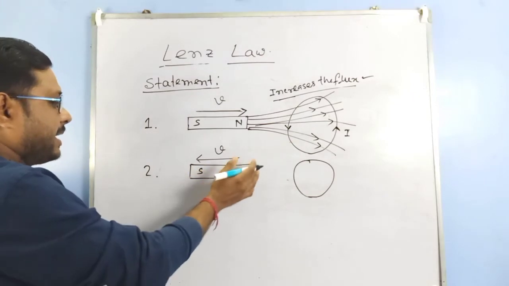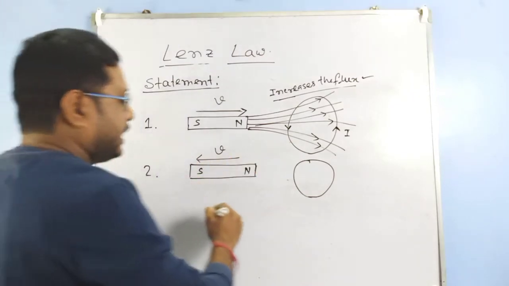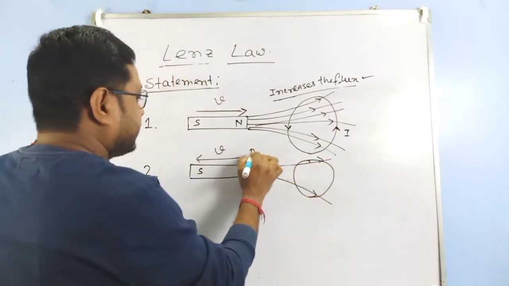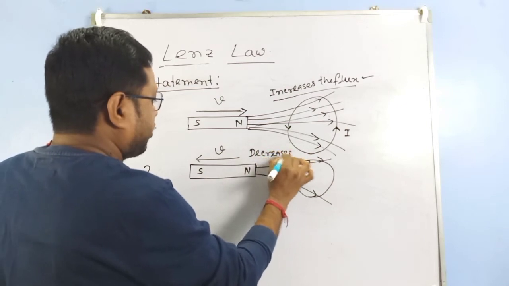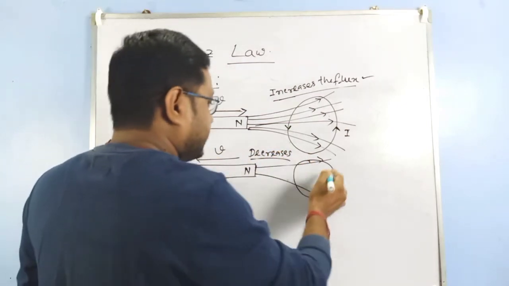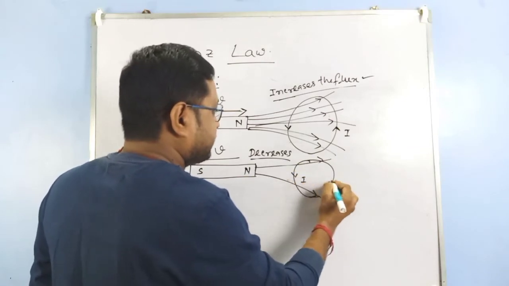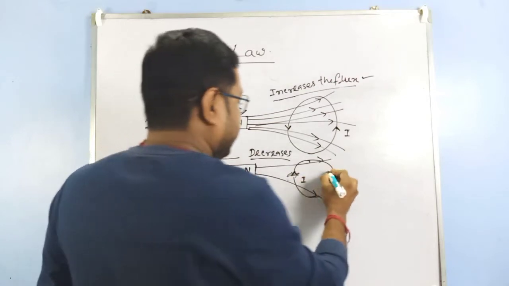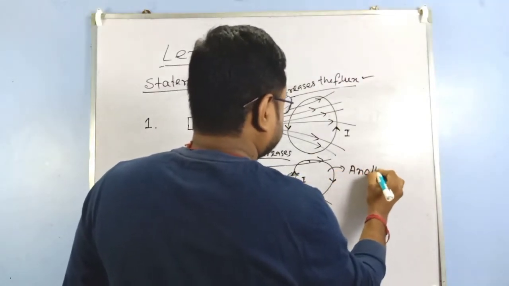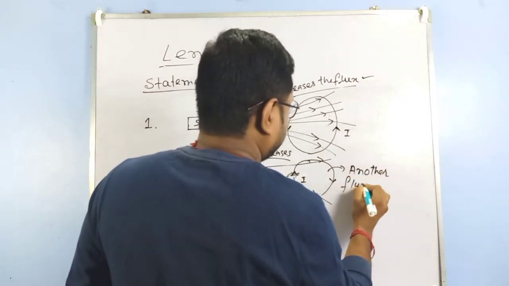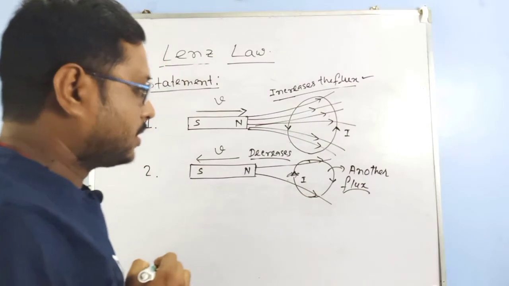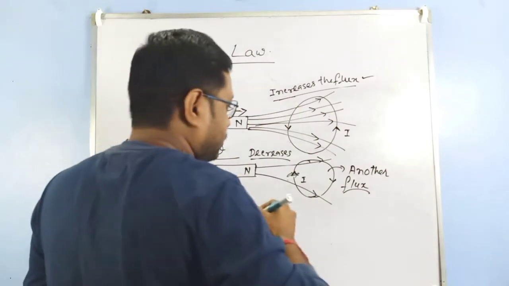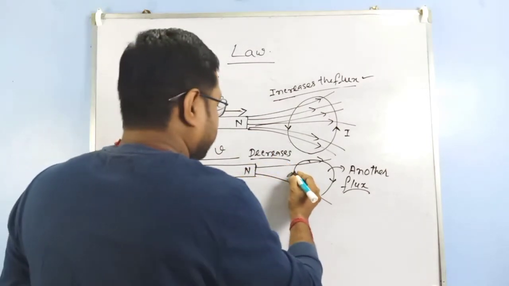Again, when the magnet is moving away from the coil, the number of field lines will be less, so it decreases the flux, but here also the current is produced in such a manner that it produces another magnetic flux whose direction is the same as the original magnetic flux. So it will increase the magnetic flux.